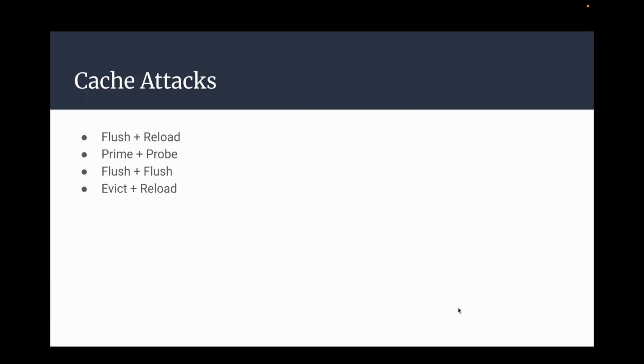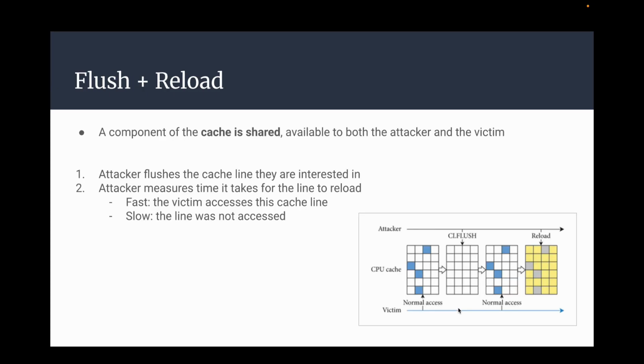Now let's go into some background for the specifics about the cache attacks that we used in our project. We focused on four major cache attacks: Flush+Reload, Prime+Probe, Flush+Flush, and Evict+Reload. All of these cache attacks exploit the shared cache. For Flush+Reload, the main requirement is that a component of the x86 cache is shared and available to be accessed by both the attacker and the victim. Another requirement is that it has a flush function, and x86 has CLFLUSH, which works perfectly.